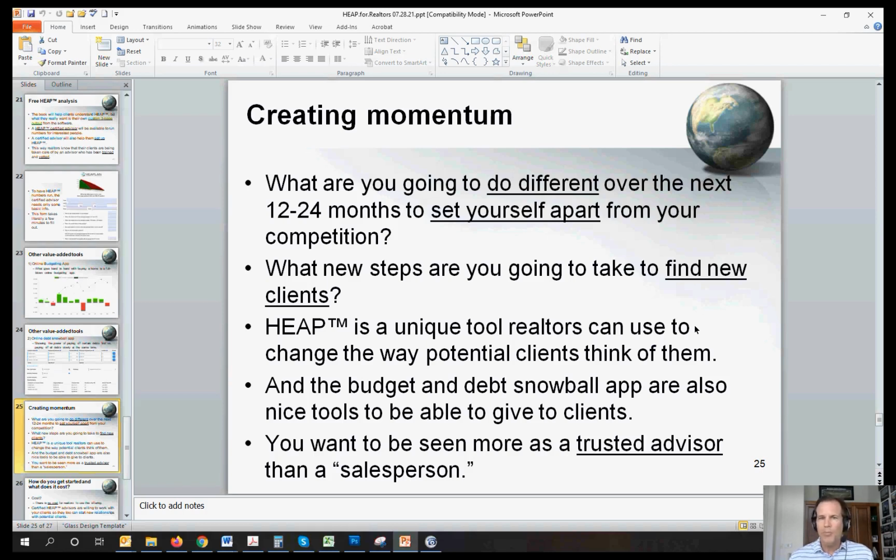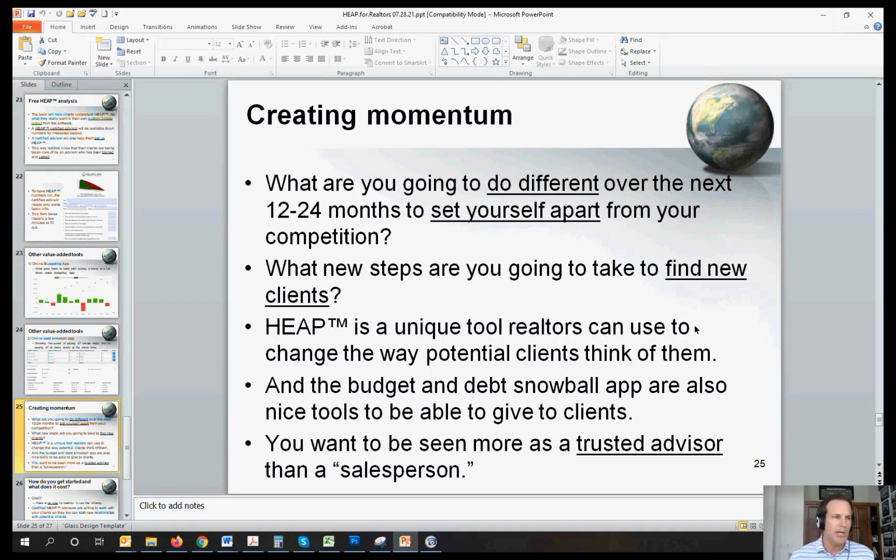So, creating momentum: what are you going to do different as a realtor over the next 12 to 24 months? Sure, you get your checkbook out and you get on TV and radio and all that good stuff. That costs money. This costs nothing. You can instantly change your branding to be something different than what you typically are. You may be the greatest realtor in the world, but you really want to be the greatest realtor in the world with another 50 clients. So how do you get those 50 clients? How do you create that momentum? How do you get the buzz around town? How do you get your clients to tell other clients about you?